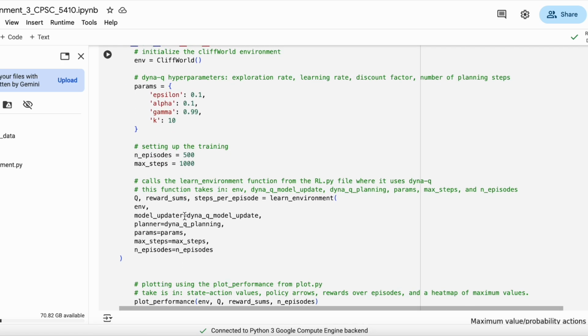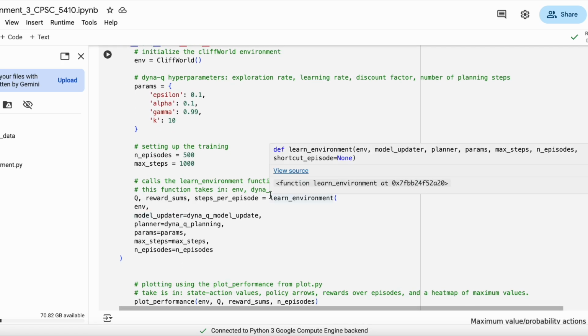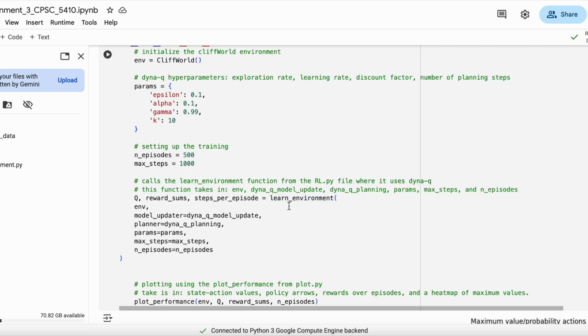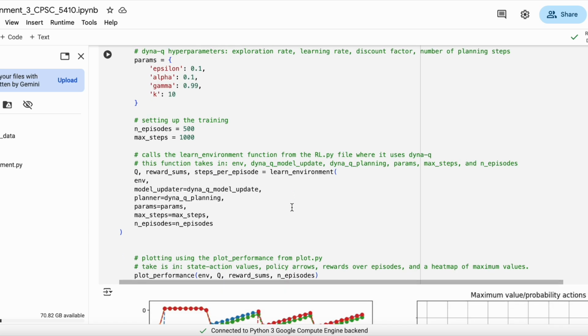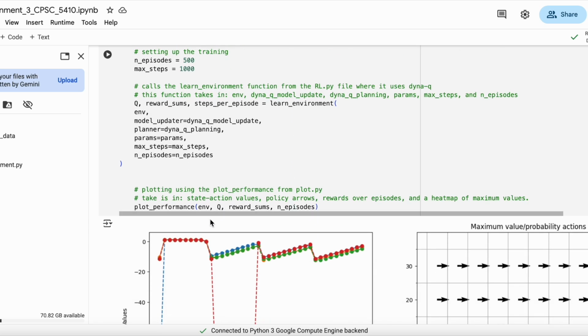And so here's where we're actually calling the learn environment function. It updates the Q value, the reward sum, and the steps per episode. This learn environment function comes from the RL file, which uses Dyna-Q. And so this is us just graphing it.